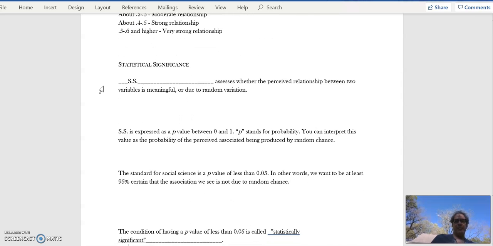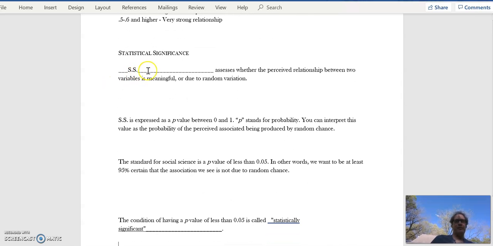Let's move to this last topic, which is statistical significance, SS for short. Statistical significance is a test of whether the relationship between two variables is meaningful or it's due to randomness. Statistical significance is expressed as a p-value. P stands for probability. It ranges between 0 and 1. So another way of saying that is it ranges between 0% and 100%. So we can interpret this as the odds that our table association was produced by random chance.